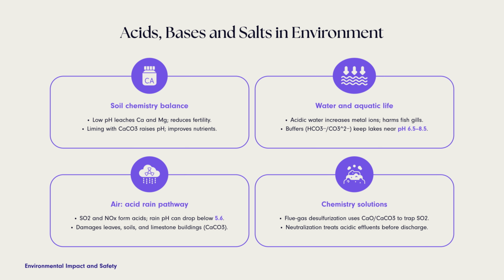Air, the acid rain pathway. SO2 and NO2 form acids, and rain pH can drop to 5.6 or below. Damage to leaves, soil, and limestone buildings CaCO3. Chemistry solution. Flue gas desulfurization uses CaO and CaCO3 to trap SO2.